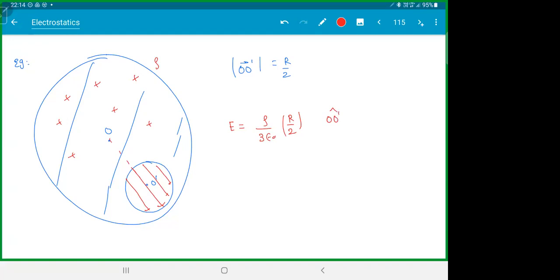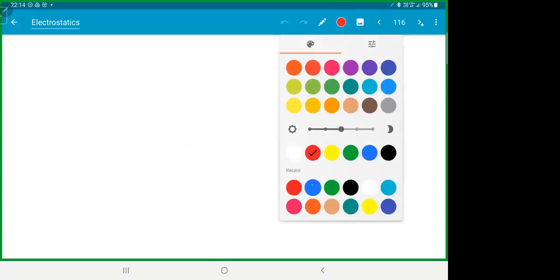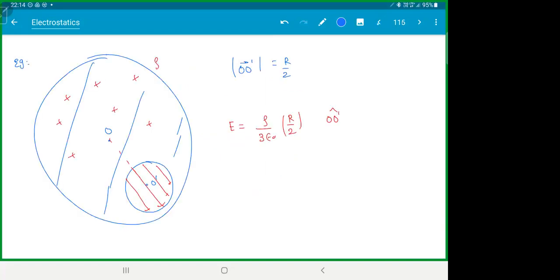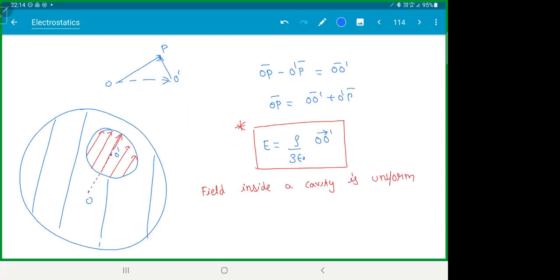Suppose O and O dash coincide. That means this will be a concentric cavity. So what does OO dash become? 0. So the field is 0. There's no field inside the cavity. It's a good result, everyone. There are a lot of results.